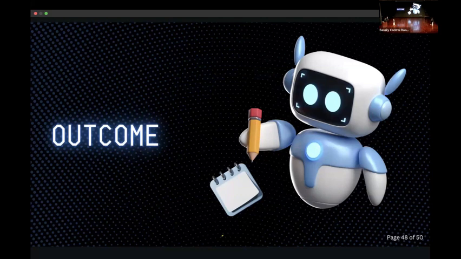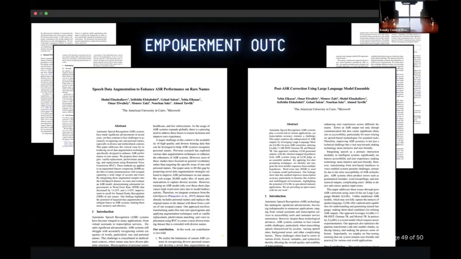Now, after this, we will be presenting the part related to the empowerment outcome, the outcome that we got after all this work for about 12 months. Our outcome is submitting 2 research papers tackling problem 2 and problem 3. The first paper is about speech data augmentation with ASR on rare names, as you can see here. And the second paper is about post-ASR correction using large language models. Since both papers are in separate areas, we split them into 2 papers.